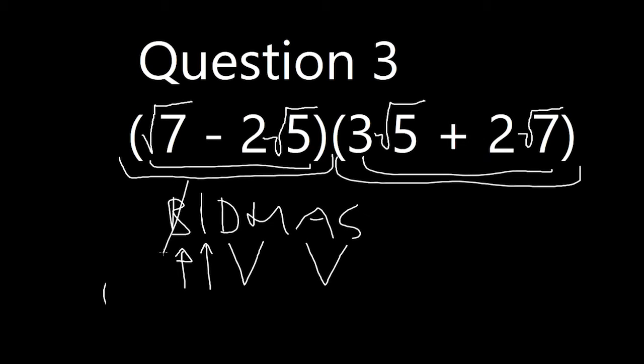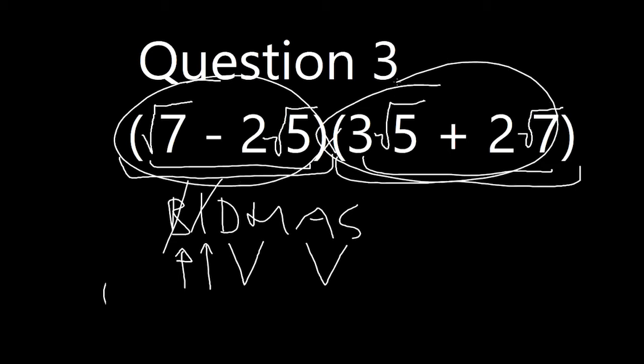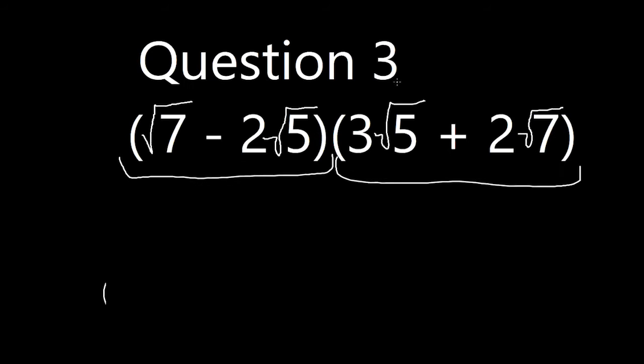Are there any indices? That means to the power of 2 or to the power of 3, and so on. No, there's not. Are there any divisions or multiplications? Yes, remember, because there is an invisible times here. So we're going to have to multiply this with this. Again, we're going to be looking at the individual parts. We're first going to start off with this combination, which is going to be root 7 times 3 root 5.